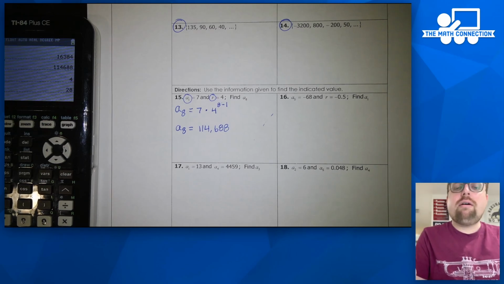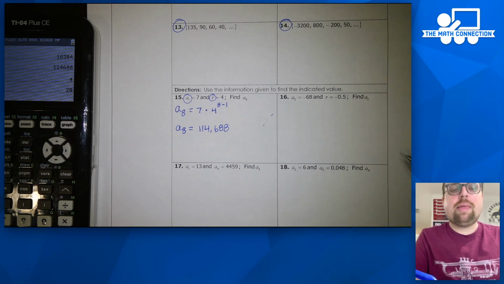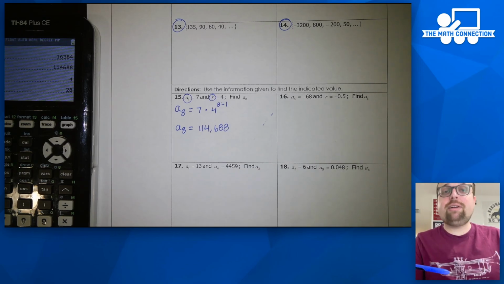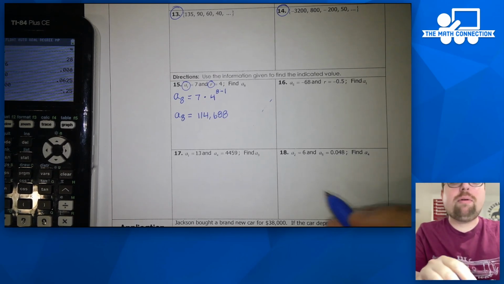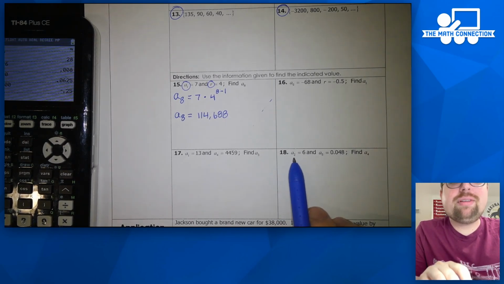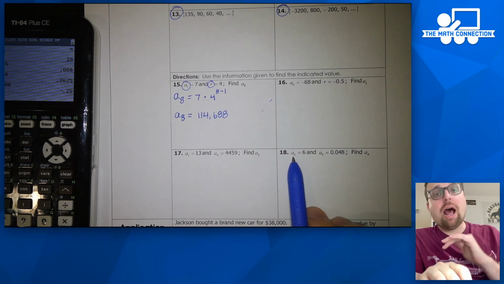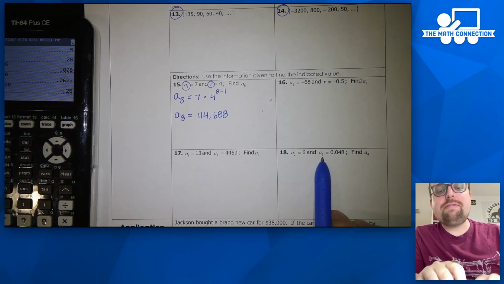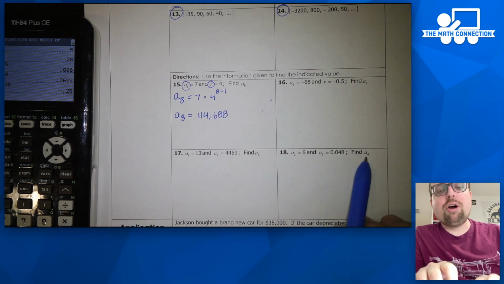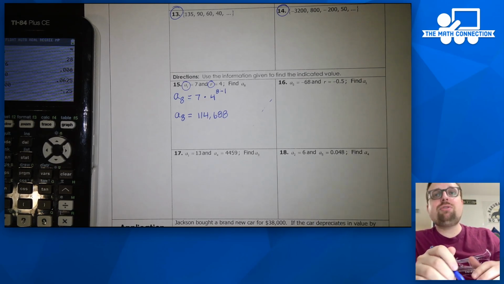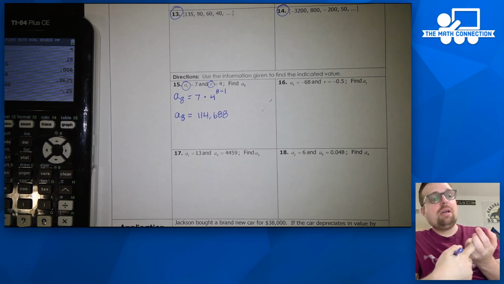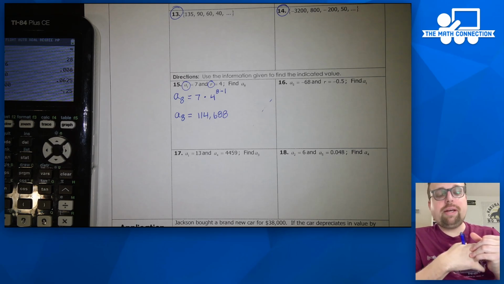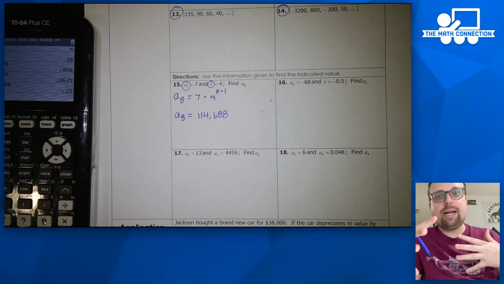Okay, so I'm going to do 18 with you guys, and then I'm going to leave 16, 17, and the application problem for you to try. Okay, so 18 is actually a really cool problem because they gave you the second term of the sequence, not the first term, and they gave you the 5th term, and they want you to find the 4th term. So you don't have a sub 1 and you don't have r.